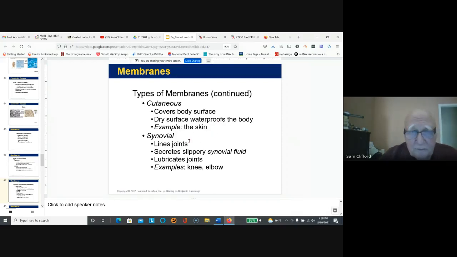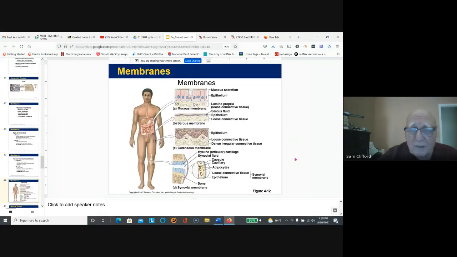They're waterproof. The synovial lines joints secrete synovial fluid, which lubricates the joints. So synovial joints are knees and elbows. So let's summarize the membranes again. Mucous membrane. These cells secrete mucus. It's found in the digestive tract, in the lungs. Serous membrane lines the body cavities, the abdominal pelvic cavity, the pleural cavity where the lungs are, the pericardial cavity where the heart is located.